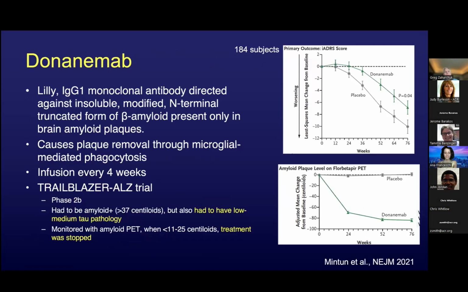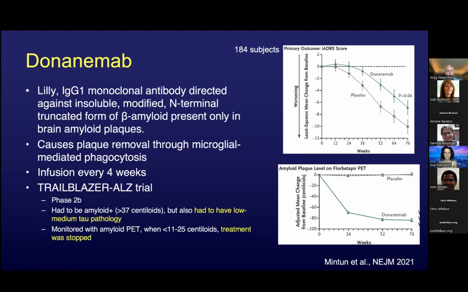Okay. The last thing I want to talk about is donanemab. Donanemab is another monoclonal antibody, but it's a little bit different in that it's thought to target just amyloid beta present in brain amyloid plaques. And one of the important things here is that the trial had two interesting features. One was that to get into the trial, you had to have tau pathology, which raises the level of confidence, I think, in the diagnosis.